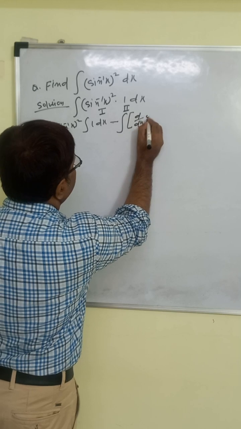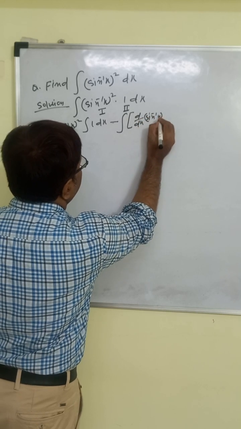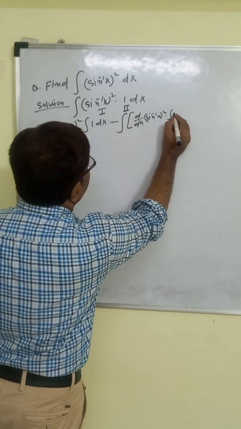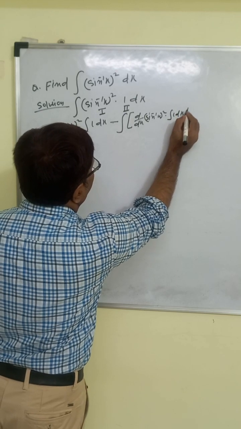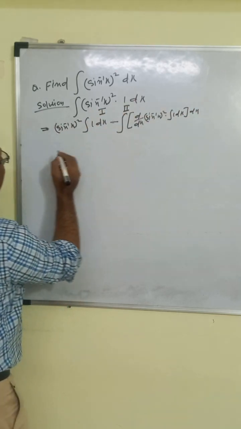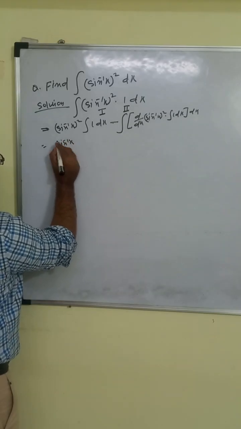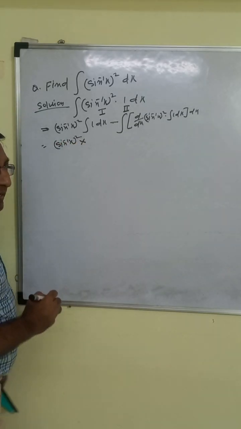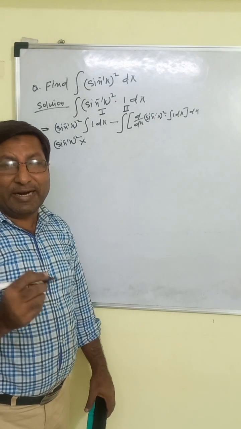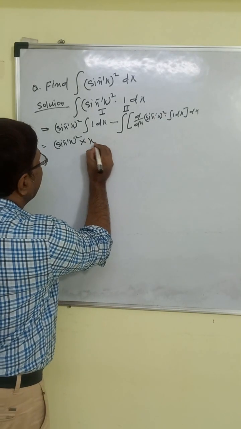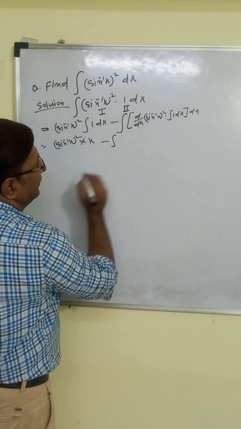So dy/dx of sine inverse x whole square into integration of the second, that is 1 dx, and whole integration. So sine inverse x whole square stays as it is, and integration of 1 dx is what? That is x. So we can write here x minus integration.